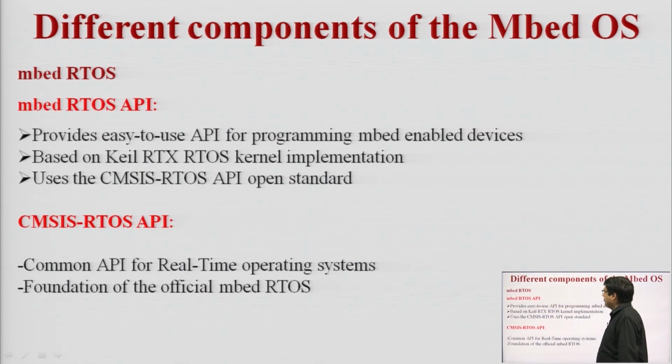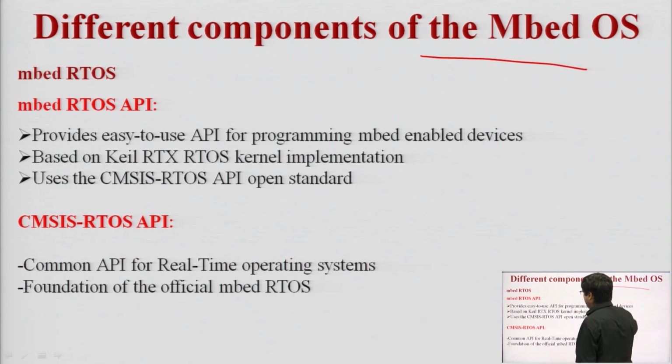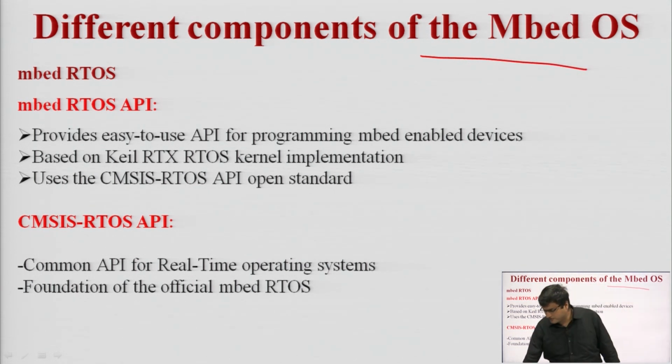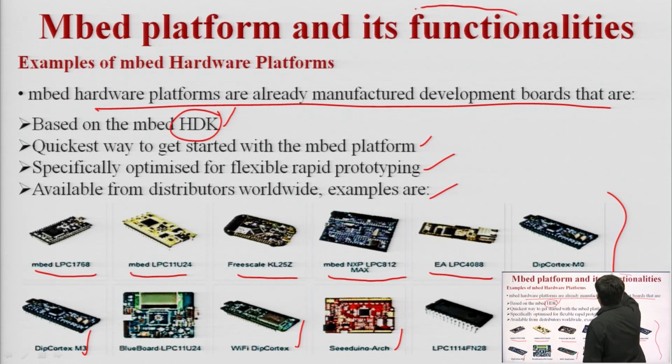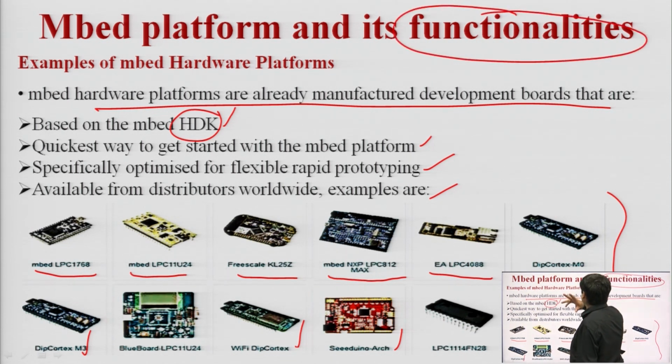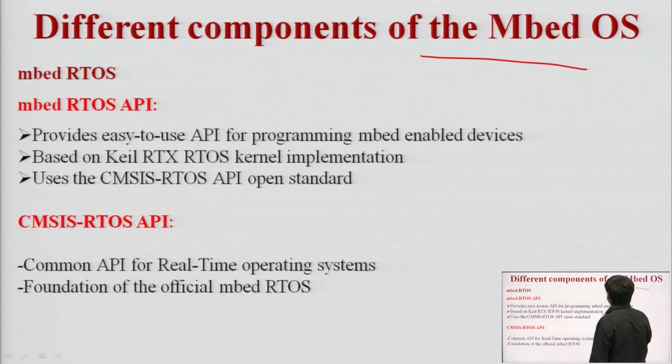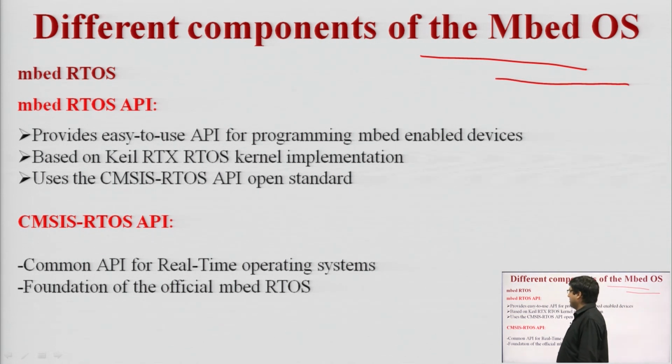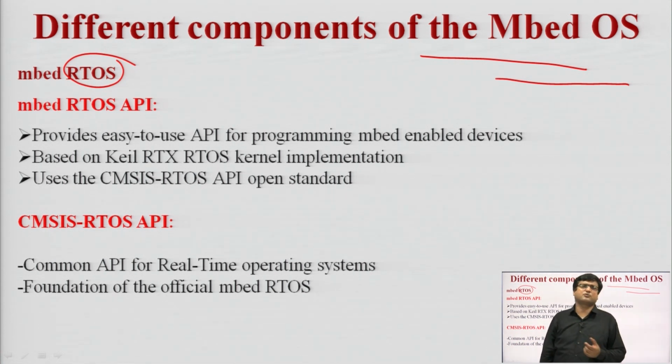After that we will talk about the components of Mbed OS. In the previous slide we saw the different functionalities of Mbed. From this slide we will talk about the various components of the Mbed operating system. The main component on which Mbed relies is the RTOS, real time operating system. It does not work on a general purpose operating system. All our embedded devices and IoT based devices rely on a real time operating system.